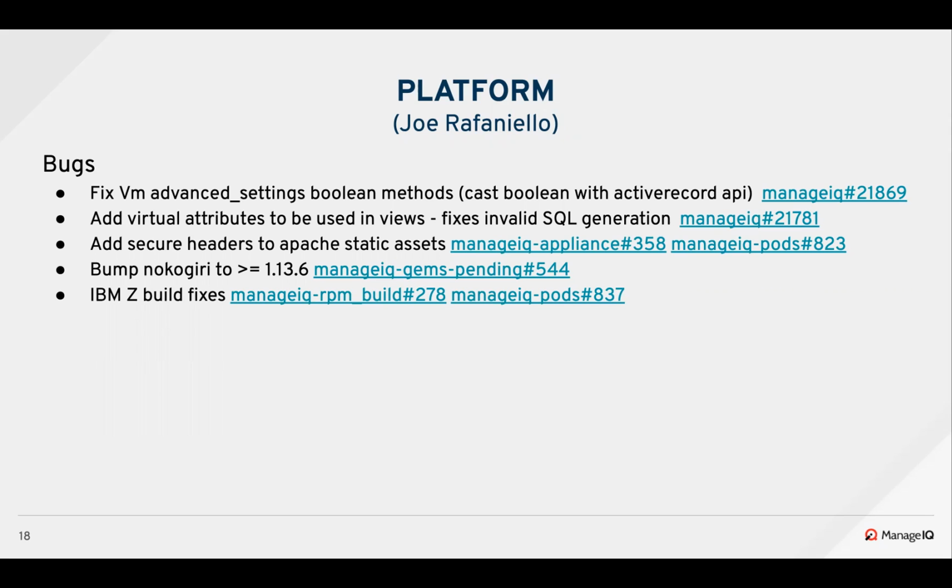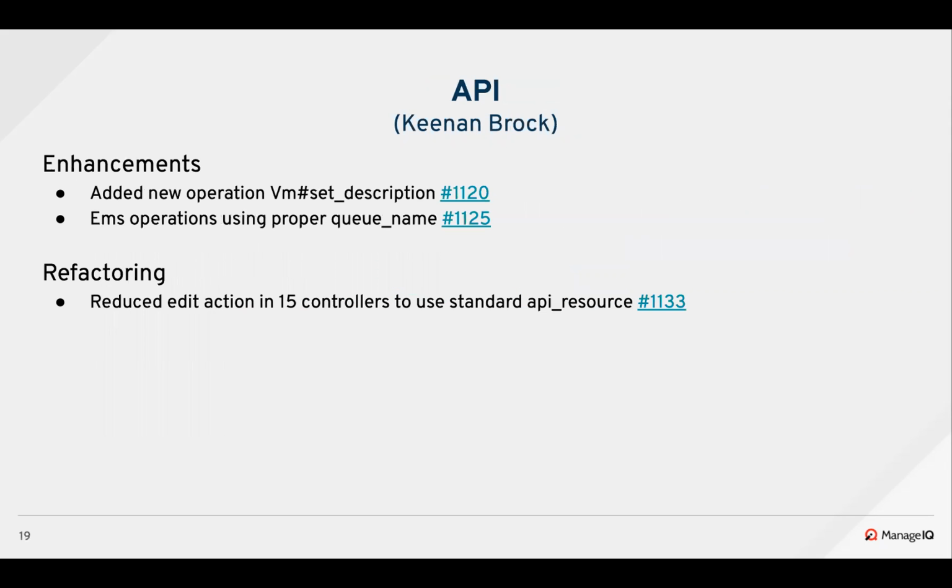Adam bumped to the latest Nokogiri for security fixes. Previously, we allowed older versions, but this requires 1.13.6 as the minimum now. And Minal added some IBM Z build fixes around how we install some of the environment and clean up the environment afterwards. On to Jay for the API.